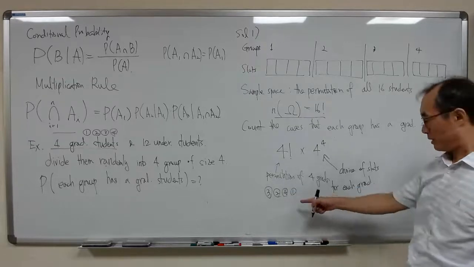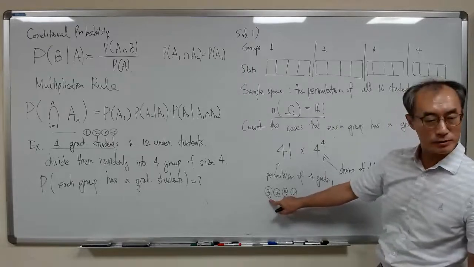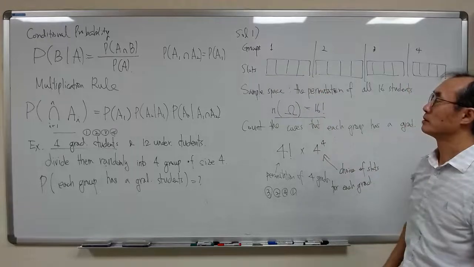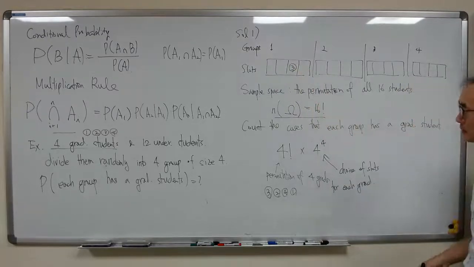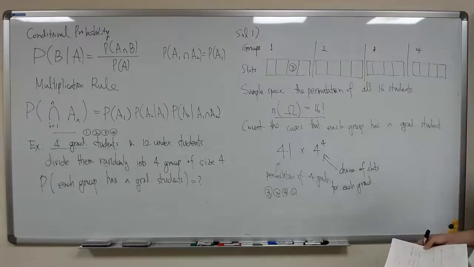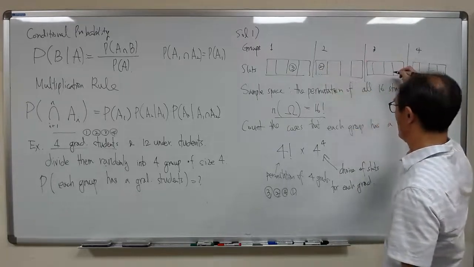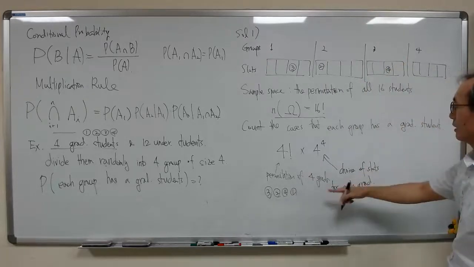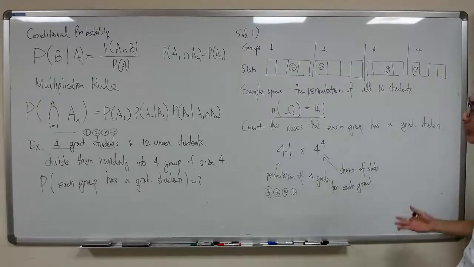Okay. Then the position, or the slot location, of each graduate student should be determined among those four. For example, this is the slot for graduate student number 3, and this is the slot for graduate student number 2. And number 4 should go somewhere in group 3, and number 1 should go somewhere in group 1.